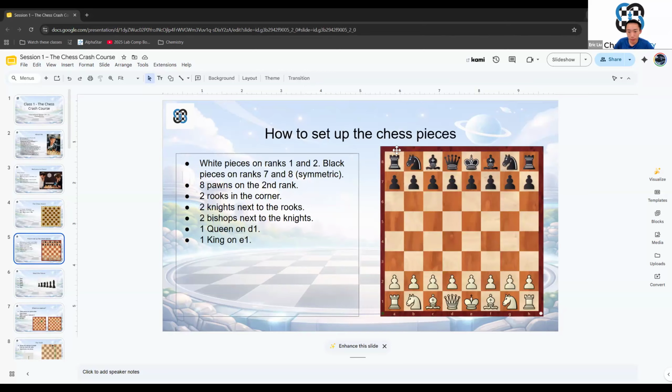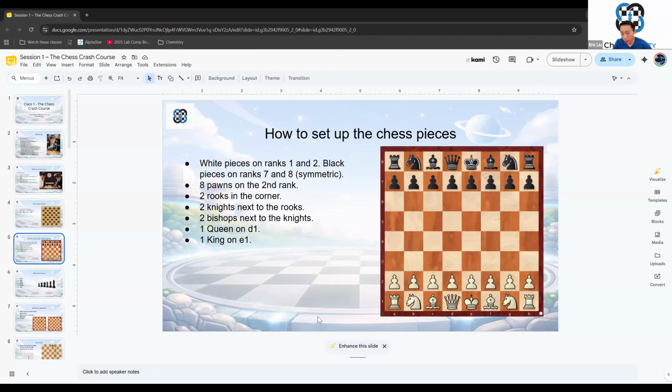Let's move on. Now we're going to add some chess pieces to the board to make it a little more interesting, because playing with an empty board is not very fun. So there are 32 pieces, and each side has 16 pieces, as you can see here. This is how to set up the chessboard.